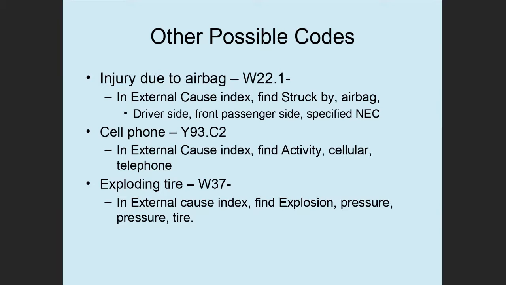This is my favorite, injury due to cell phone use. That just drives me crazy to see people making a left turn talking on their phone. Cell phone, Y93.C2. In the external cause index, find activity, cellular, telephone. That's kind of non-intuitive, so that's important to note. Activity, cellular, telephone. An exploding tire, like on a bicycle or even possibly on a car, is W39 category. Find exposure, pressure, tire.